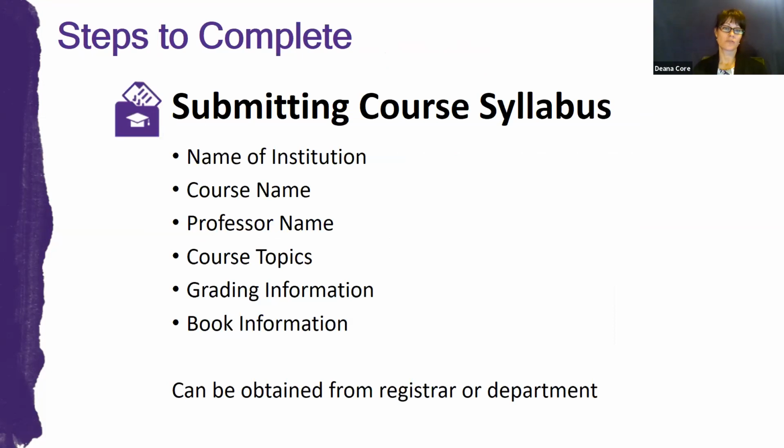Submitting a syllabus, these are the pieces that we need. We need to know for sure the name of the institution, the course name, the professor's name, the topics. The assignments are often very helpful. The grading scale is very important, as well as what textbooks were used. So a complete syllabus is necessary for us to do the review. A course description from a catalog just is not enough. So if you can't obtain the syllabus that you had from before, you can always contact the registrar or the department at the institution to see if they can get it for you.